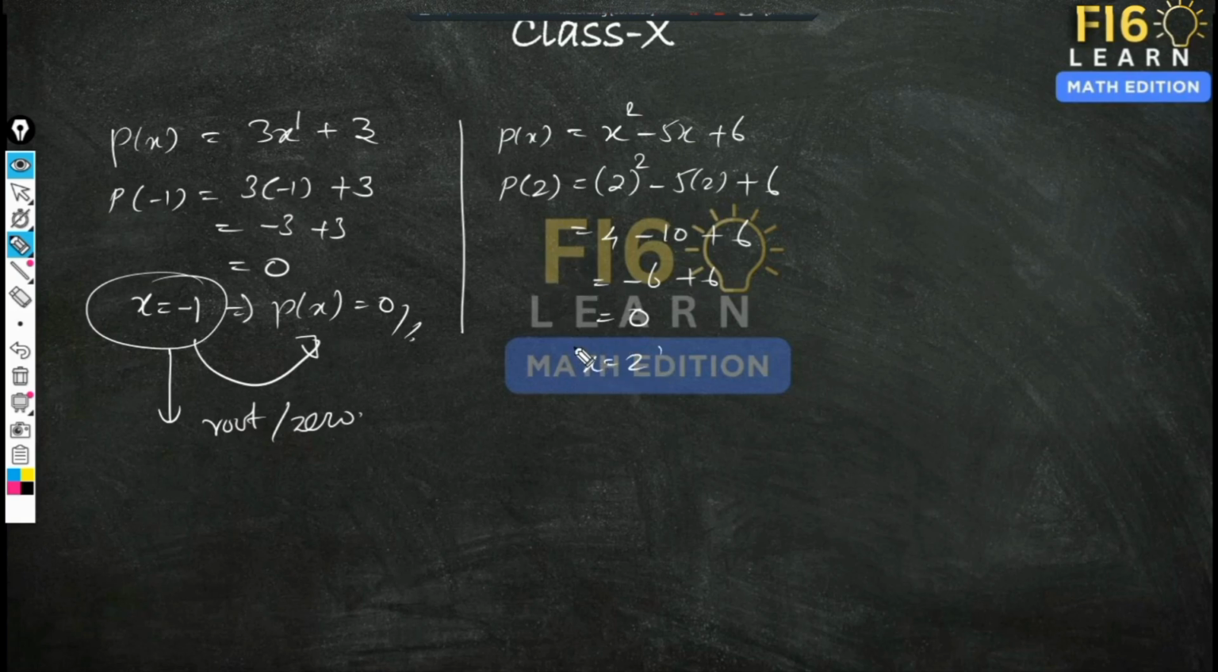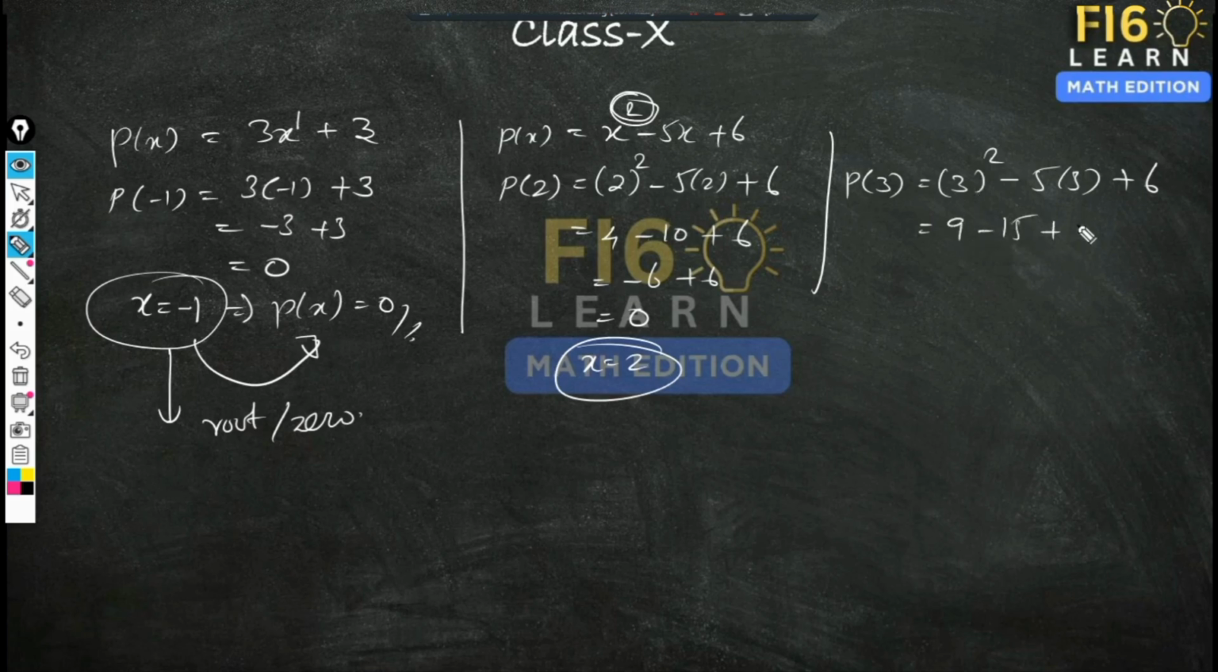So x equal to 2 is a root, but the degree of the quadratic polynomial is 2. We need another root, right? So let's put some other number in place of x. Here I am choosing 3. So let's see what we will get. 3 square minus 5 into 3 plus 6. 3 square is 9 minus 15 plus 6. 9 plus 6 is 15, minus 15 is there, and we will get 0. In this case also, the entire expression becomes 0.